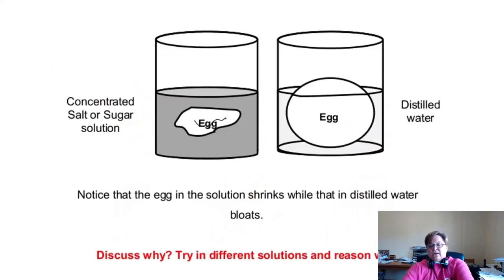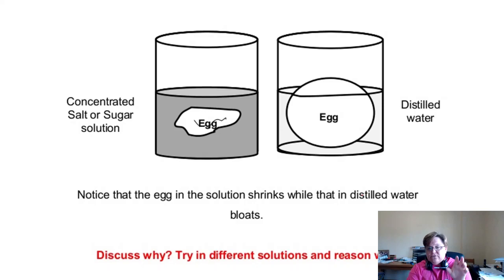So here's another diagram. If we have a concentrated salt or sugar solution and a solution of distilled water, and we put an egg, a whole egg, shell and all, in each of these solutions. You guys could do this at home. The egg in the solution with the concentration of salt or sugar is shrinking, while the egg in the distilled water will get larger. And why don't you think about that for a little bit?